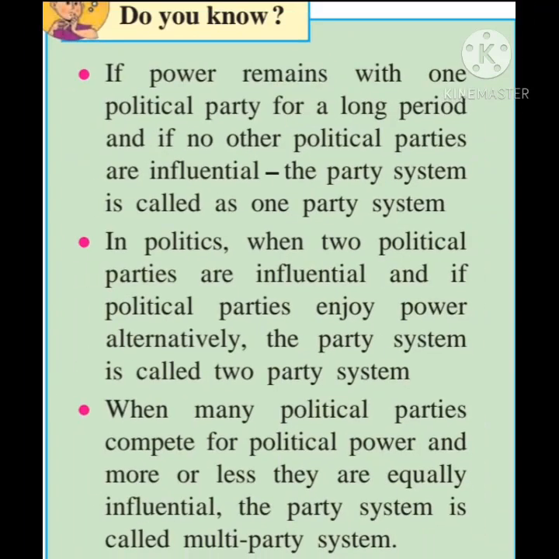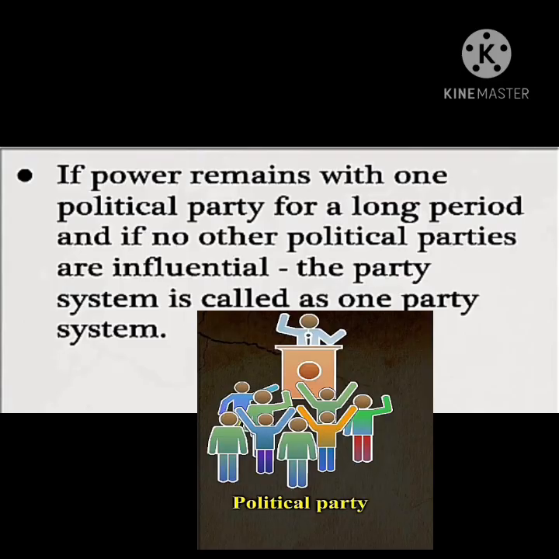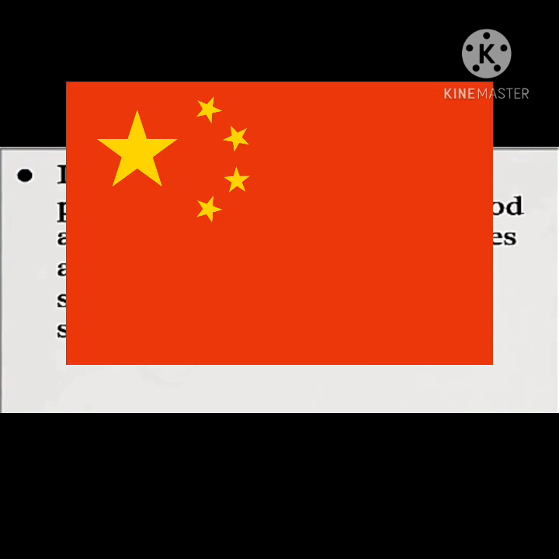Now let's see, do you know? If power remains with one political party for a long period and no other political parties are influential, the party system is called one-party system. For example, if we take China, China has only one political party, that is the Communist Party. So there is only one political party in whole China. There are no other political groups.